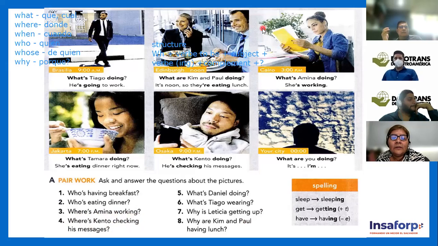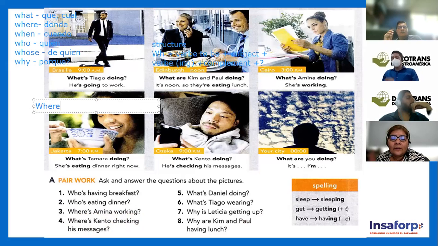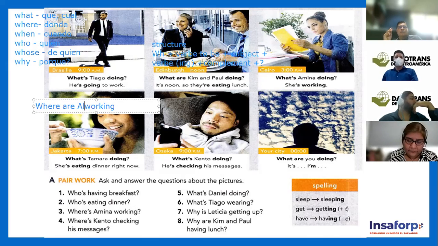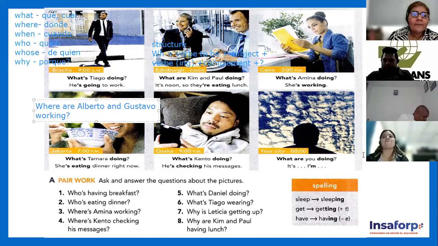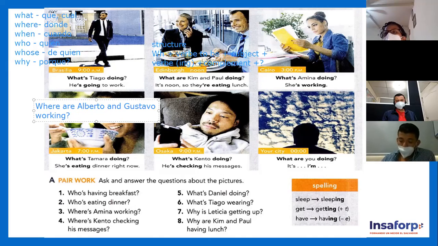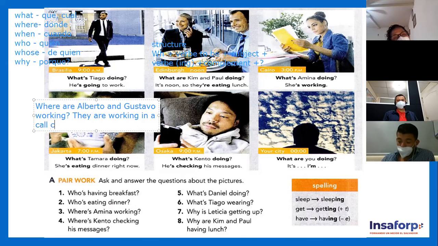And so on. Ahora, utilizando el sujeto, por ejemplo, Alberto y Gustavo, una pregunta con where. ¿Cómo nos queda la pregunta con where? Where en plural o singular? Tenemos Alberto y Gustavo, right? Where are working? ¿Qué nos hace falta? Something is missing. Alberto y Gustavo. Sujeto. Where are Alberto and Gustavo working, right? Use they? Yes, we can use they. They are. También podemos utilizar they. They are working in a call center right there.